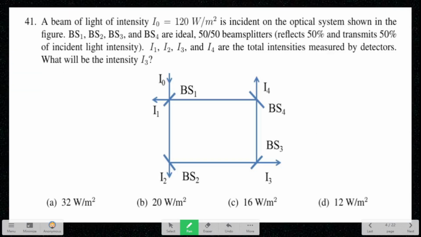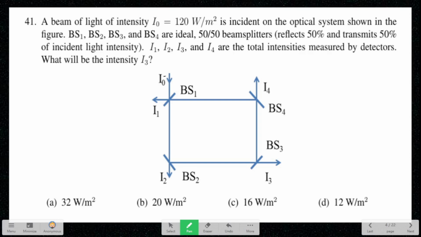Here we have a question from JEST 2023. There is a light of intensity I0. It is passing through this optical system, which consists of 4 beam splitters, and each of these beam splitters is a 50-50 beam splitter, which means it reflects 50% and transmits 50%.